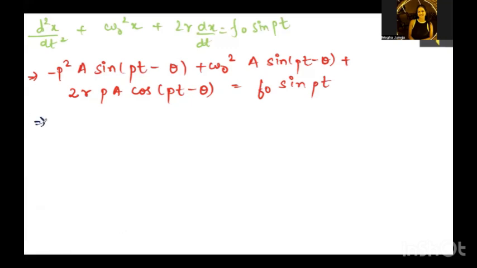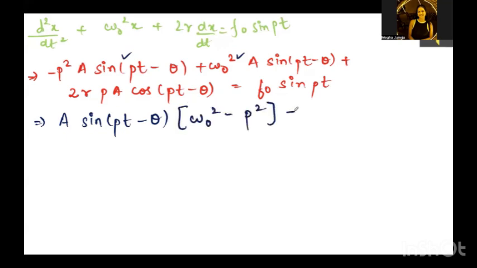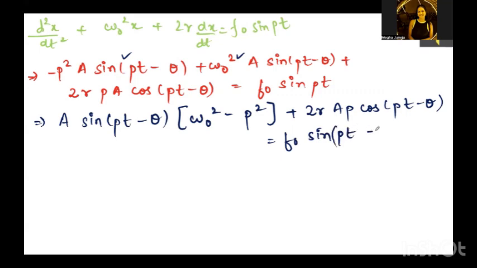Now let's see what we can take common. Can we take sin pt minus theta common from only two factors, this one and this one? Then we can write it like this: omega naught square minus p square, then after this plus 2 r a p cos of pt minus theta, and this is equivalent to f naught sin of pt. Now if we write sin of pt as pt minus theta plus theta, is it going to make any change?